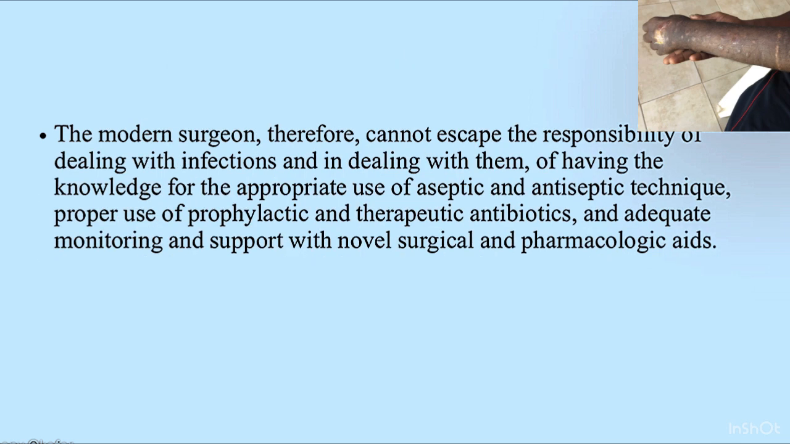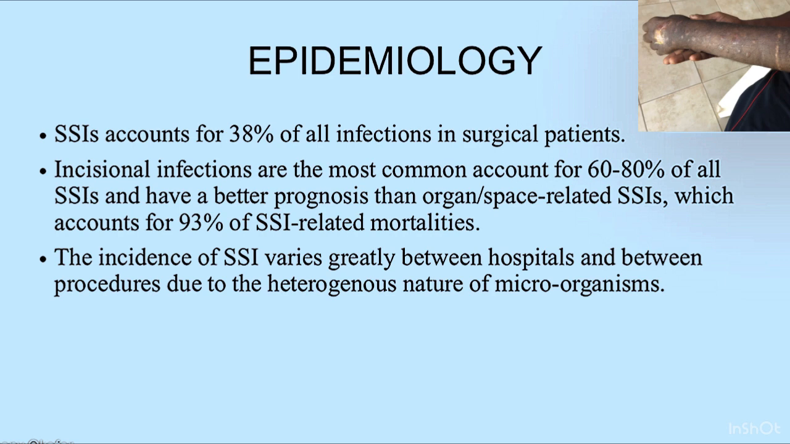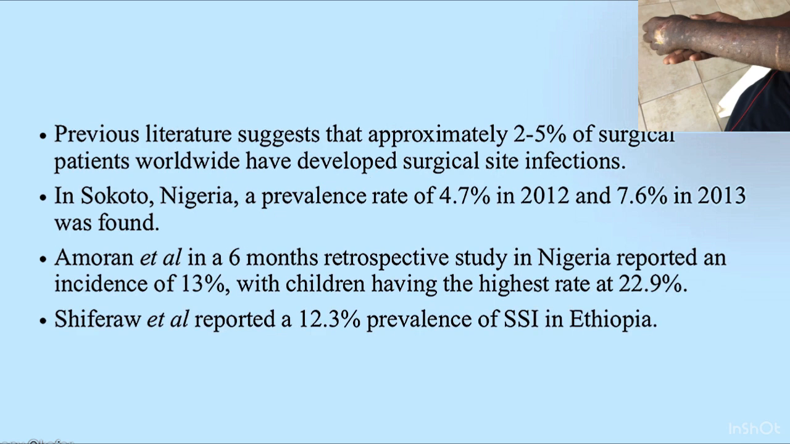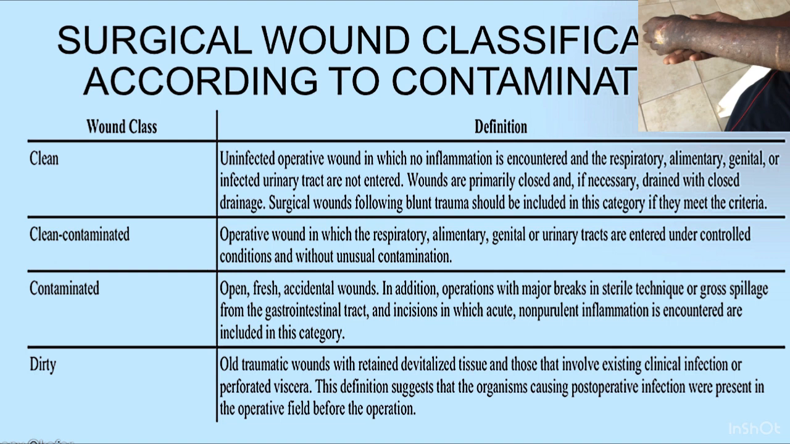Modern surgeons therefore cannot escape the responsibility of dealing with infection, and in dealing with them, of having the knowledge for the appropriate use of aseptic and antiseptic techniques, proper use of prophylactic and therapeutic antibiotics, and adequate monitoring and support. Surgical site infection accounts for 38% of all infections in surgical patients. Incisional infections are the most common, which accounts for 60 to 80% of all SSIs, and they have better prognosis compared to organ or space-related surgical site infection, which accounts for 93% of surgical site infection-related mortality. The incidence of surgical site infection varies due to the heterogeneous nature of microorganisms. So these are just statistics from previous studies.